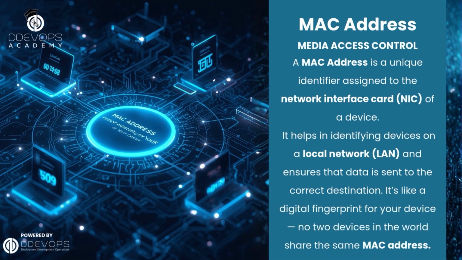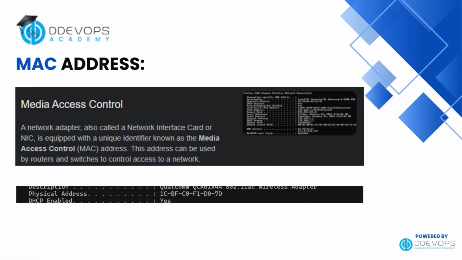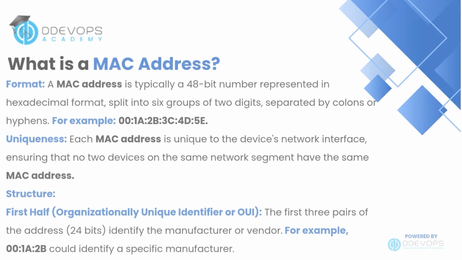It helps in identifying devices on a local network, LAN, and ensures that data is sent to the correct destination. It's like a digital fingerprint for your device. No two devices in the world share the same MAC address. What is a MAC address?